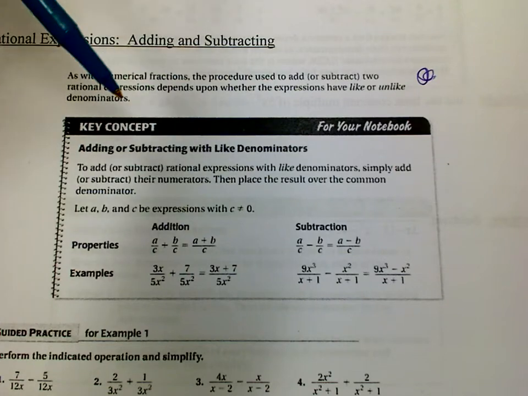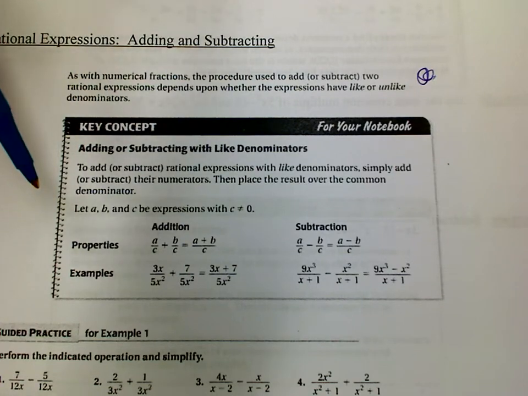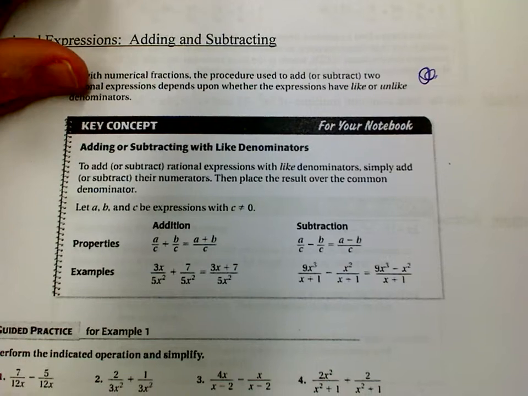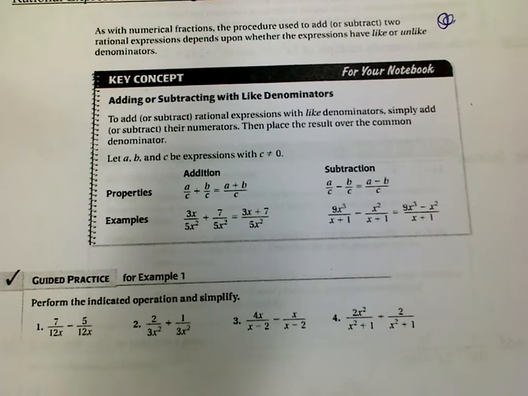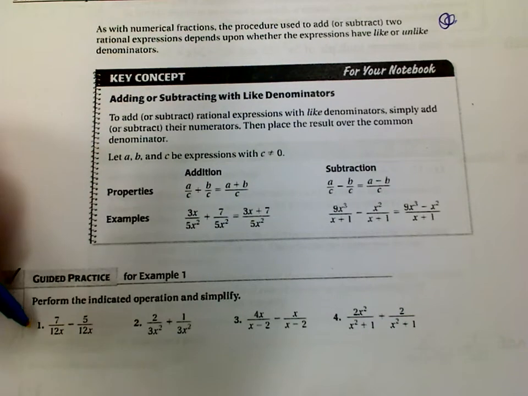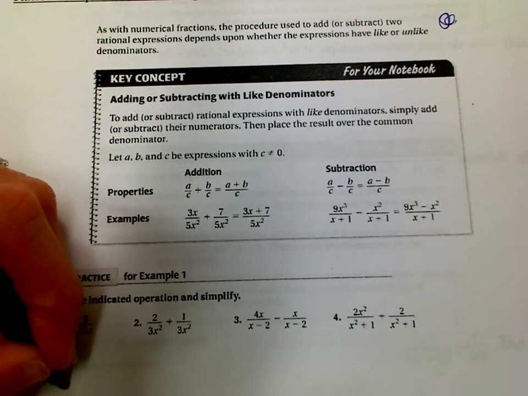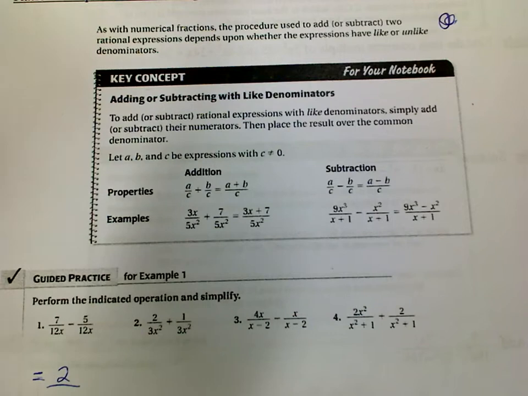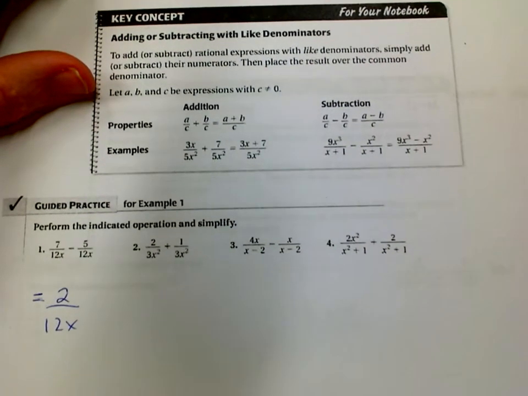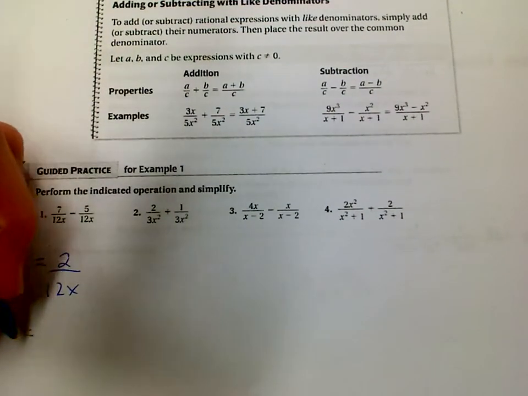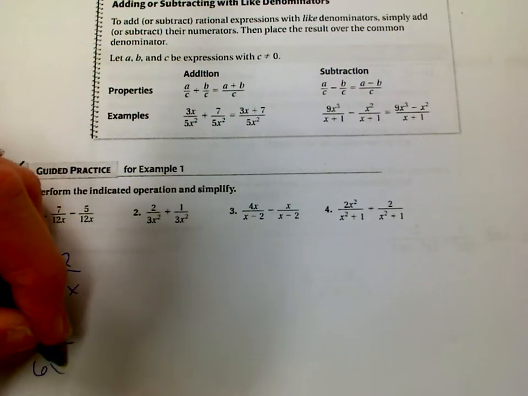So first we looked at adding or subtracting rational expressions with like denominators. And just like with numerical fractions, all you're really doing is performing the operation with the numerators and putting it over the common denominator. For example, example 1, I have 7 over 12x minus 5 over 12x. And so the answer would really just be 2 over 12x. Always check to see if your final answer can be reduced, and this one can. We can reduce this down to 1 over 6x.